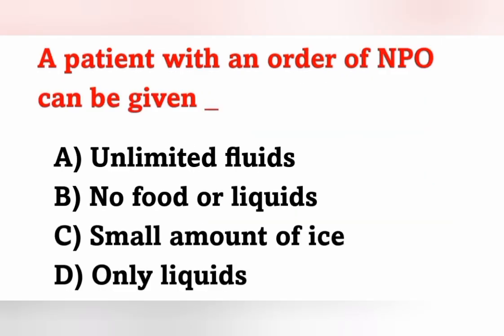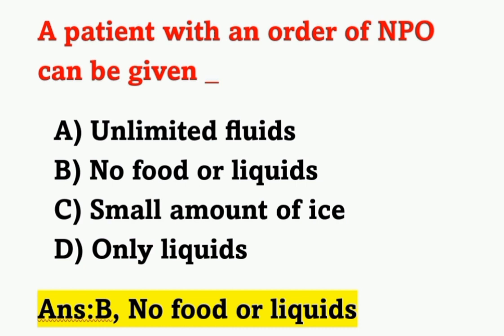The next question, a patient with an order of NPO can be given. Options: option A, unlimited fluid. Option B, no food or liquids. Option C, small amount of ice. Option D, only liquids. NPO means nil per oral. Okay, so no food or no liquids. Option B is the correct answer.